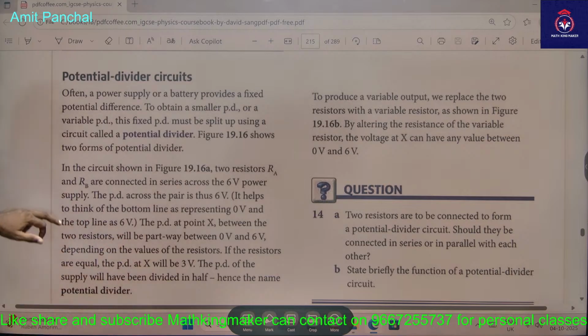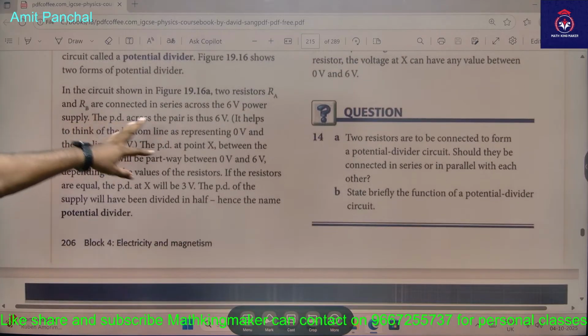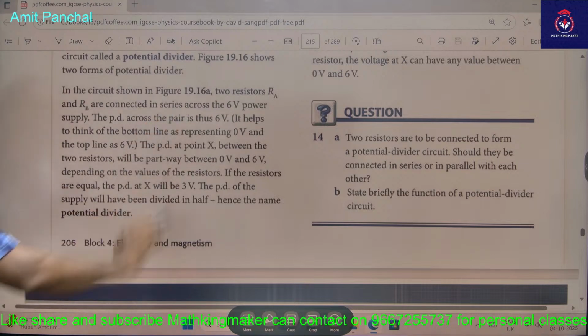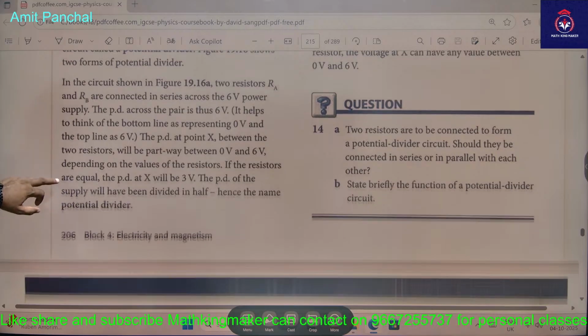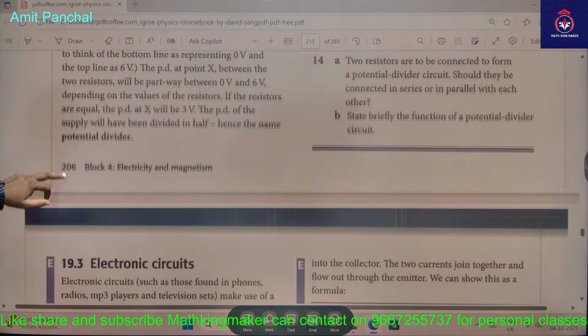Like you have seen, two resistors RA and RB connected in series across the 6 volt power supply. The potential difference across the pair is 6 volt. If the potential difference across the pair is 6 volt, then the PD at X, I told you this thing.